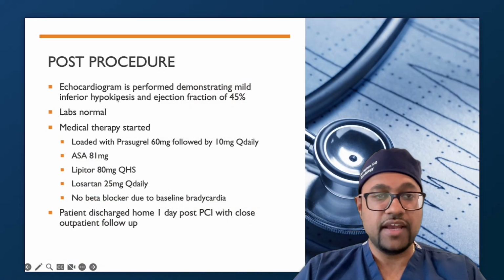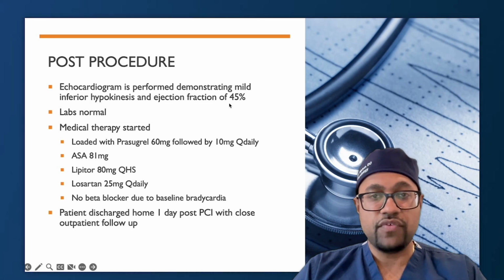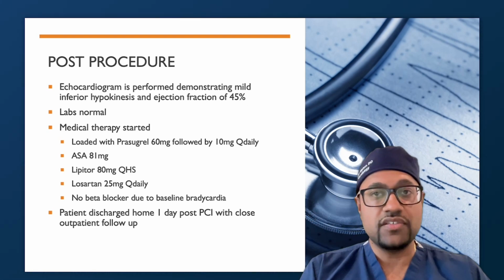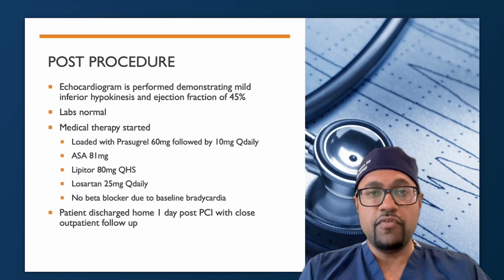As expected, they did have some inferior wall motion abnormalities. Their ejection fraction was noted to be 45. Typical normal ejection fraction is usually around 60%. Not surprising, in the setting of an acute MI, you get some degree of what's called myocardial stunning, or that heart kind of freezes itself to kind of heal itself over time.